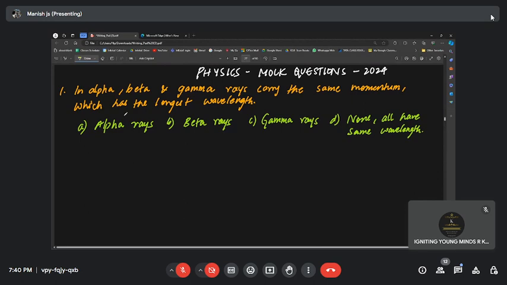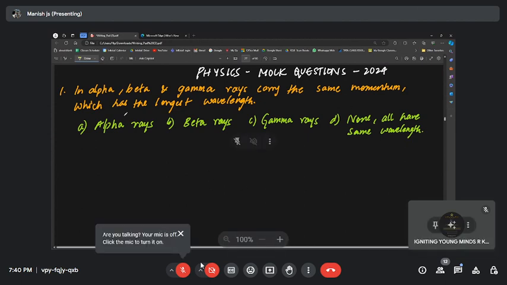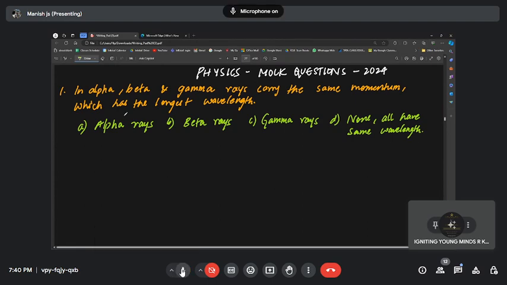You know that all these three are electromagnetic rays. Now they are asking about the wavelength of these three. So how can we approach? What do you think would be the option? Anybody can go for a guess. One boy has said D. Okay, D is right. But how do we really understand that it is D?